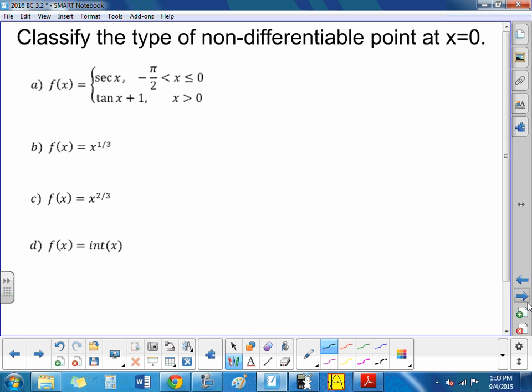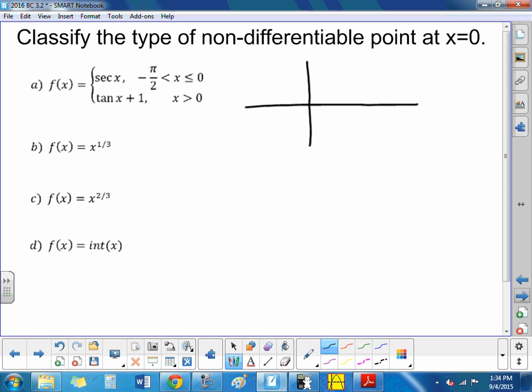Let's go to the next slide. I have here four graphs, and I would like to study them to see if I think they contain corners, cusps, vertical tangents, or discontinuity at x equals 0. But before you grab your graphing calculator and go type them in, I think you should know every one of these graphs from memory. So we're going to try to learn how to look at the graphing calculator. Let's see if we can sketch secant x and tan x plus 1.